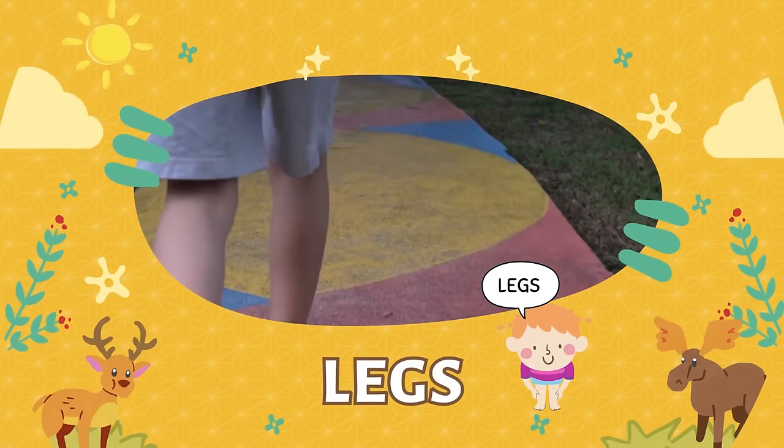Vehicle names for kids. Today, we are going to learn about different types of vehicles. Let's start with the first one. Car. Bus. Scooter. Bicycle. Helicopter. Plane. Ship.